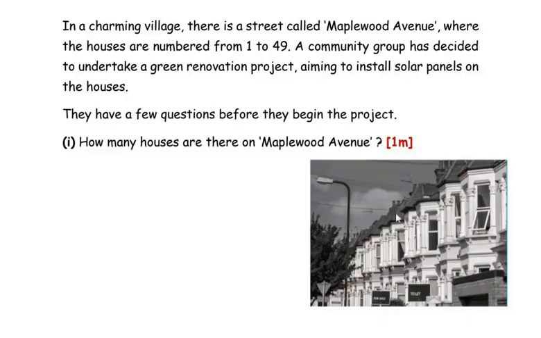So the group decided to undertake a green renovation project. So they are thinking of installing solar panels on the houses. So before they could install these solar panels, they are asking a few questions to the people of this village. So the first question they asked was, how many houses are there on Maplewood Avenue? Now since it is given that the houses are numbered from 1 to 49, it forms a sequence which is house number 1, house number 2, house number 3 and so on till house number 49. So these are going to give you a total number of 49 houses. So there are 49 houses on Maplewood Avenue village. So this is going to be our answer.